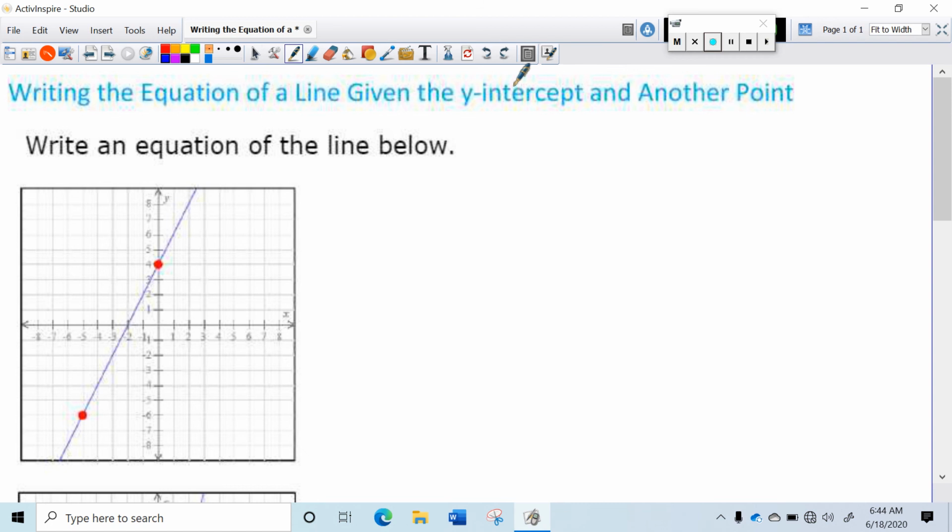Going to write the equation of the line below. The form of the equation that I'm going to use is called slope-intercept form. It's y equals mx plus b is this form for that. M is the slope. The slope is just the steepness of the line, how steep it is. B is the y-intercept.